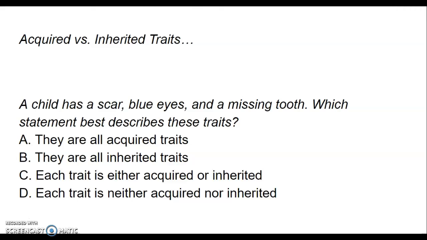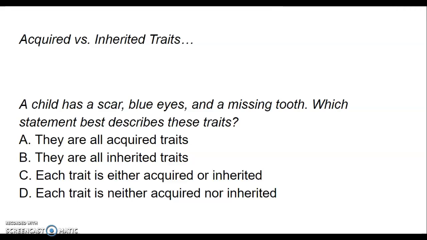So here's an example. If you have a child who has a scar, blue eyes, and a missing tooth, which statement best describes these traits? Are they all acquired? Did they happen throughout the lifetime? Are they all inherited, like you were born with a scar? Or is either trait acquired or inherited, or is it neither acquired nor inherited?